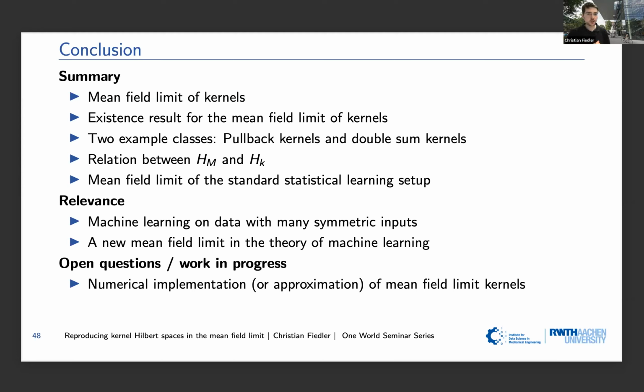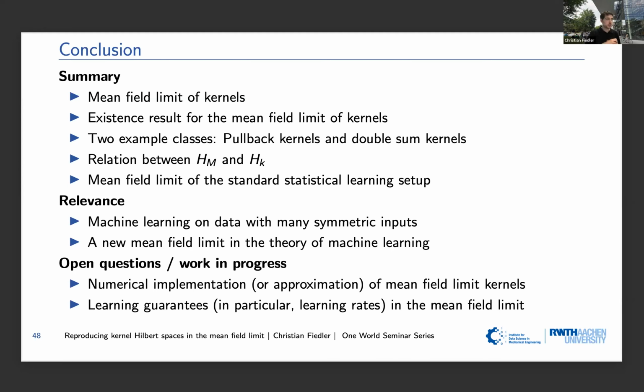Okay, and finally, there are obviously open questions and also work in progress. I only want to highlight two of those. One is the numerical implementation or approximation of the mean field limit of a kernel, which we are currently investigating in concrete instances. And the other, which I'm particularly interested in, is what happens with learning guarantees. So, for example, if you have learning rates for each m, can you get learning rates in the mean field limit? Because essentially what we have are only convergence results, which can be interpreted as a form of consistency results. But what about things like learning rates? So these are, I would say, two interesting open problems we are facing at the moment, which are work in progress.